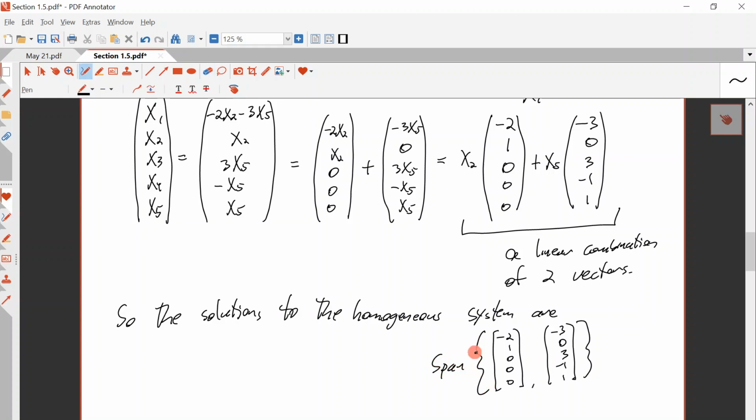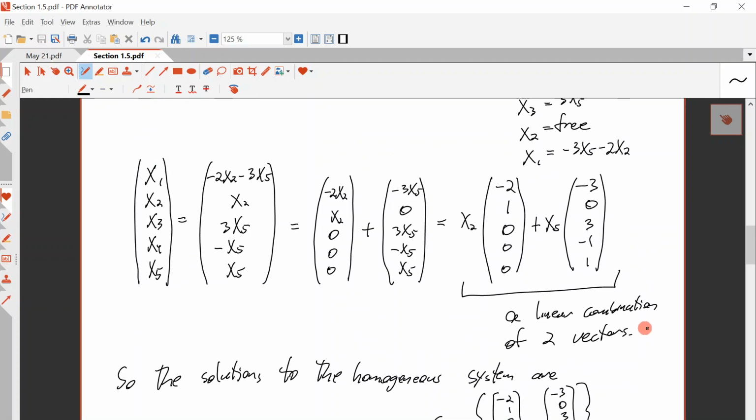When you have this homogeneous system, you can expect the set of solutions to be the span of a few vectors. We'll talk about that more later. But anyway, this is the form of the solutions, which is exactly the set of all linear combinations of these two vectors, because x2 and x5 are unrestricted. So this is any linear combination of those two vectors.